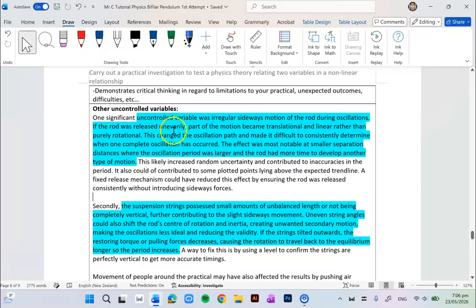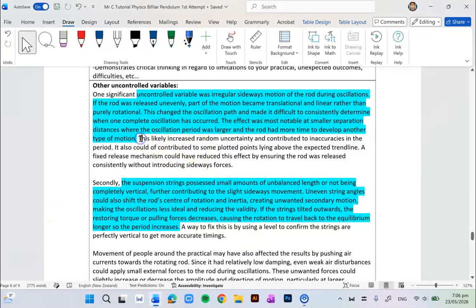So if the rod was released unevenly, part of the motion became translational and linear rather than purely rotational, which is what the theoretical equation wants it to be, right? Purely rotational. And then I talked about how it changed the oscillation path and made it difficult to determine when one oscillation has happened. So linking it back to how it could affect the accuracy, right? And then talking about when the effect was most notable. And then talking about how it could also affect the data and what would happen. So that was the first section of the uncontrolled variables.